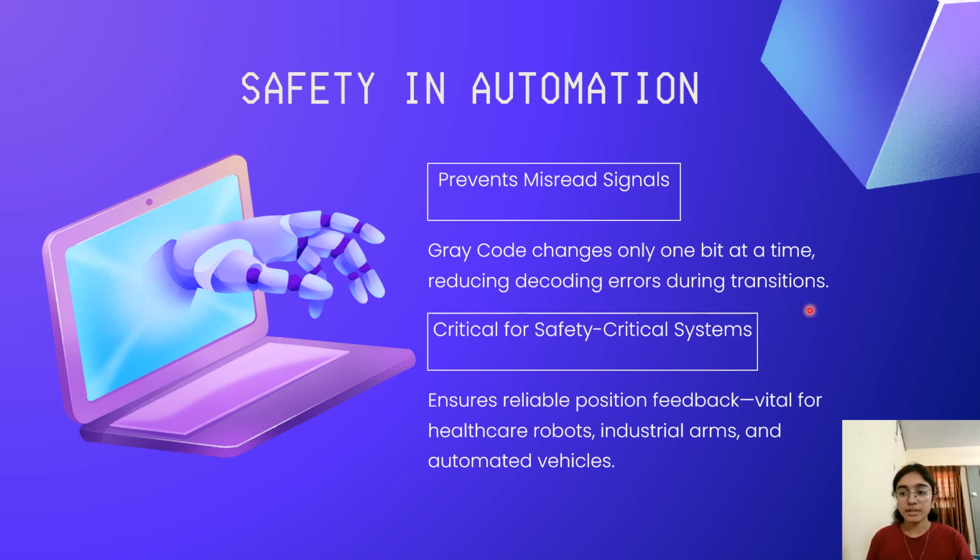Here, Gray code improves safety by preventing misreads. Since only one bit changes at a time, the chance of error during movement is very low. This is very important in robots used in hospitals, factories, or self-driving vehicles where safety is critical.